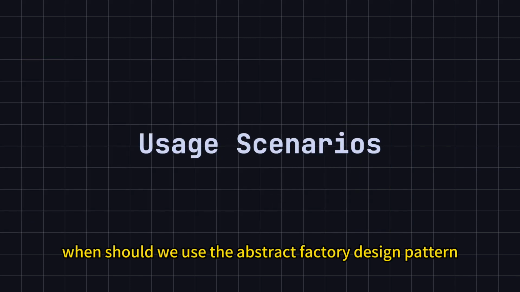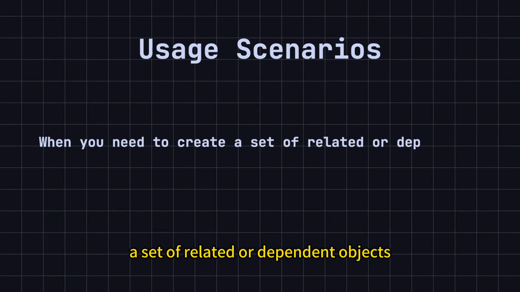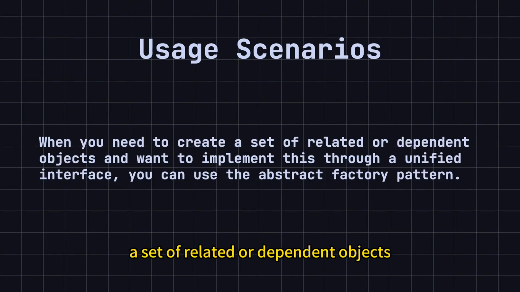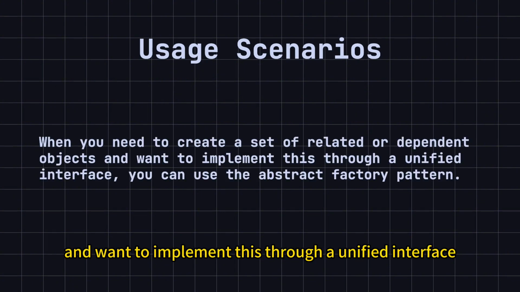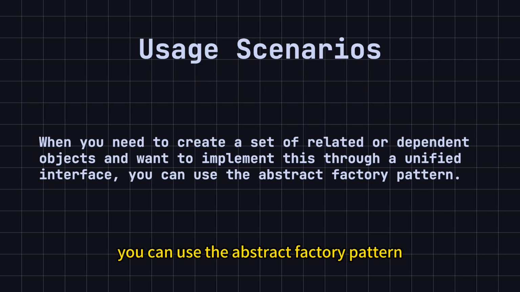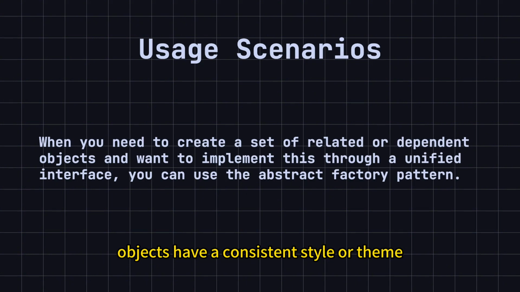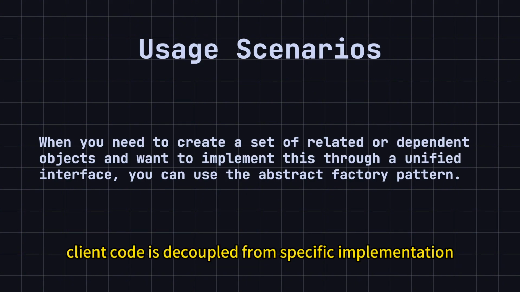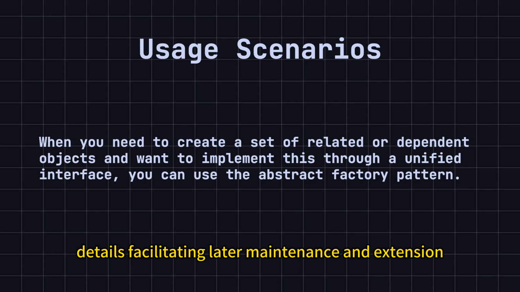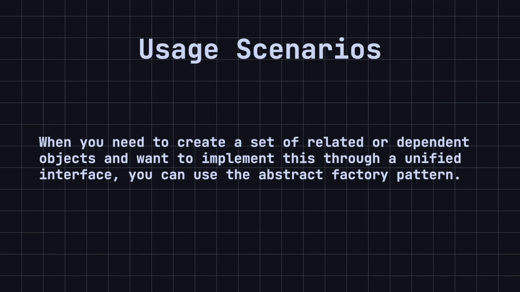When should we use the abstract factory design pattern? When you need to create a set of related or dependent objects and want to implement this through a unified interface, you can use the abstract factory pattern. This ensures that a series of created objects have a consistent style or theme, and the client code is decoupled from specific implementation details, facilitating later maintenance and extension.